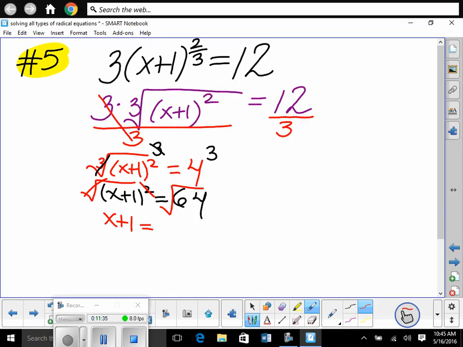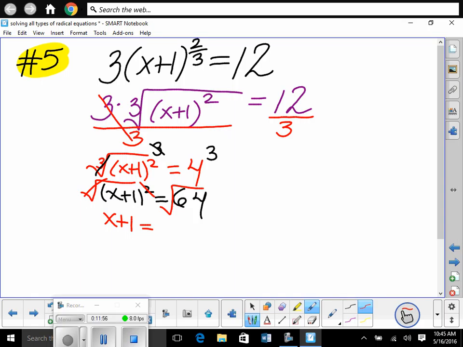That's only with even roots. Cube root of 64 is not plus and minus. Do you understand that? Yeah. Cube root of negative 64 is fine. That would be negative 4. Do you get what I'm saying? Cube roots, odd roots only have one answer. Even roots, you cannot forget plus and minus.